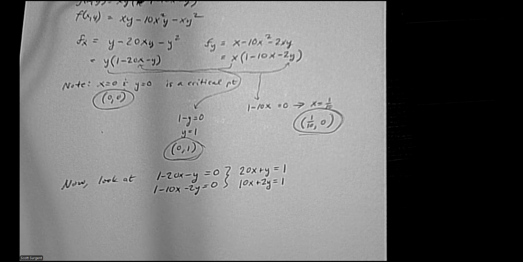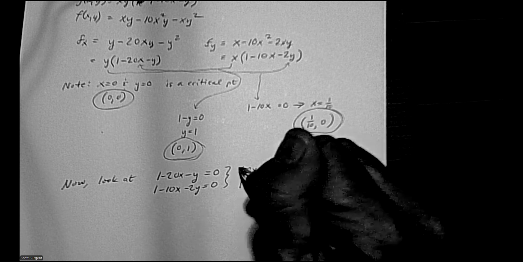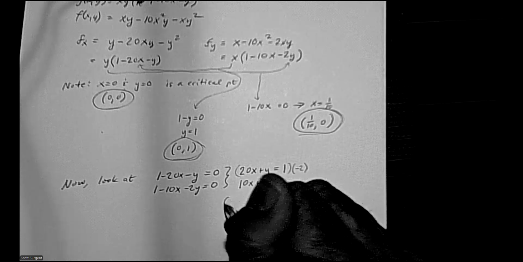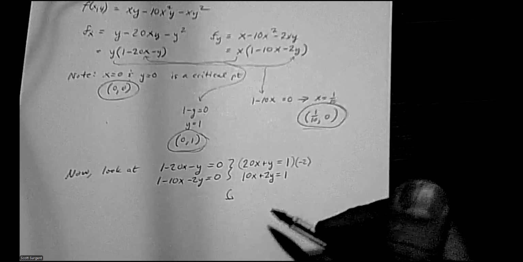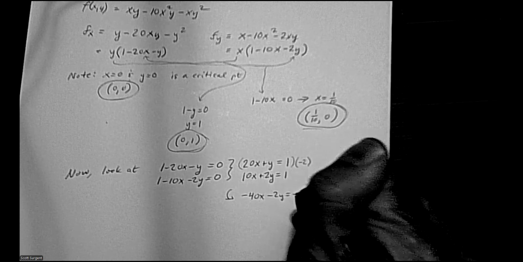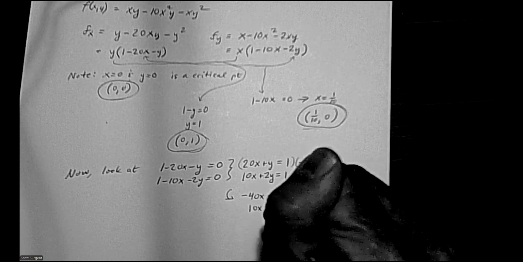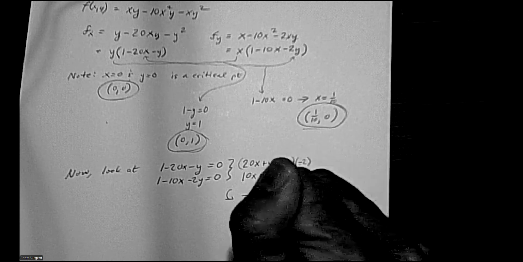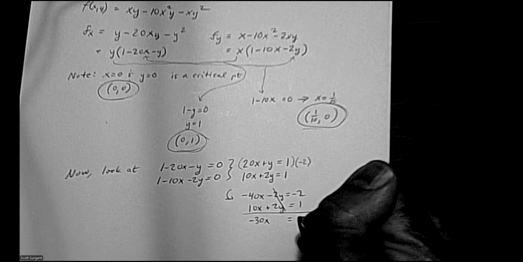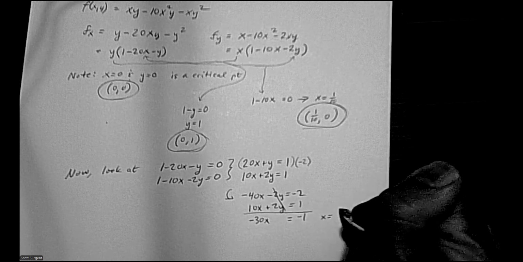As far as solving a system, I don't really care how you do that. I'm going to go with the old-fashioned way: multiply the top by -2. So follow the arrows. We get negative 40x, take away 2y equals -2, and the bottom, nothing's changed. Now I can stack them and add, and I get negative 30x equals -1. So x is 1/30th.